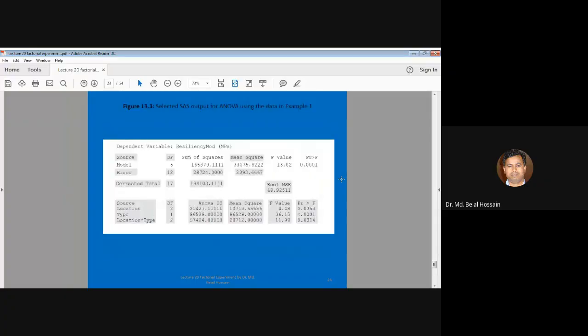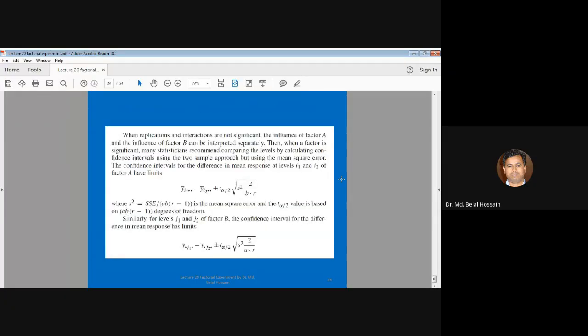Okay, another topic from here that we can find is the confidence interval.